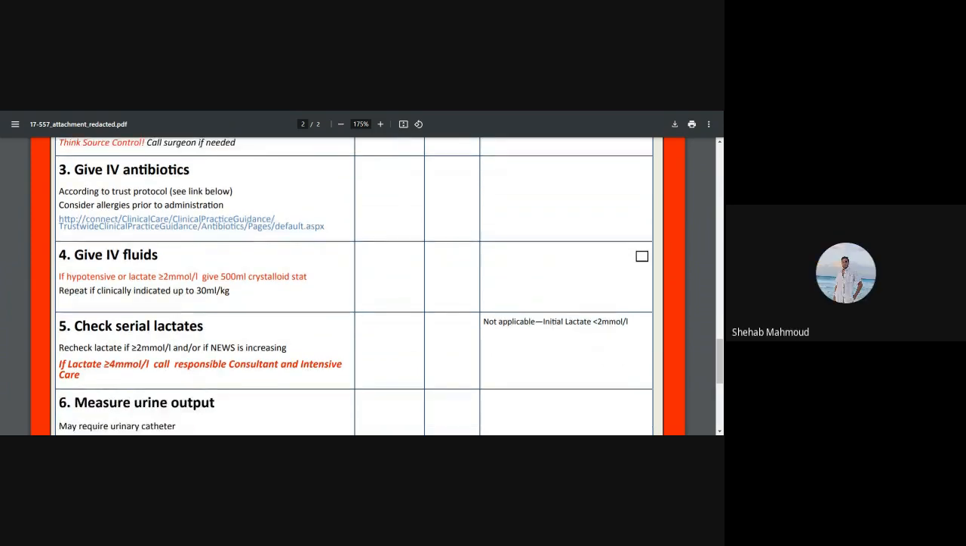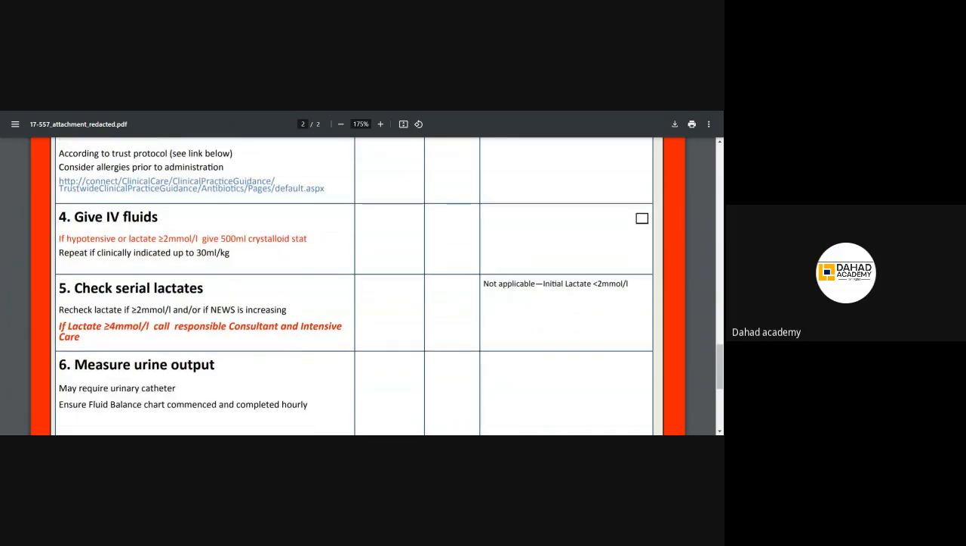You will need to check the serial lactate. After you started the treatment initially, after 1 hour, you give all the fluid, you give all the antibiotic, and you will check the ABG again to have a look at the lactate. If the lactate is 9, it is critical. If it dropped to 6 after you give 1 liter of fluid, you need to give more. If it's dropped to 4, you need to give more, right? And contact the consultant and contact the ITU.